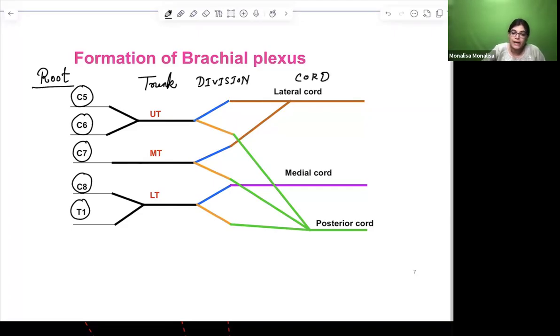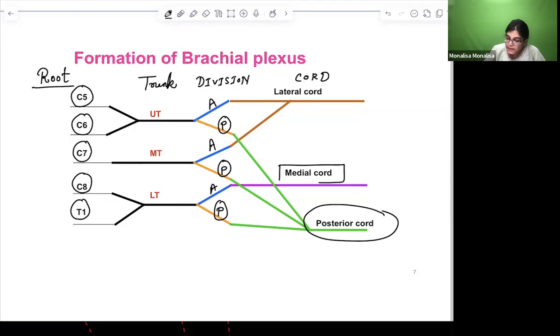Now each of the trunks divides here, A for anterior and P for posterior. So yellow color is for the posterior division of all the three trunks, and the posterior divisions of all the three trunks will join to form which cord? Posterior cord of brachial plexus. The anterior division of the lower trunk will form the medial cord, and the anterior divisions of the upper and middle trunks will form the lateral cord of brachial plexus.